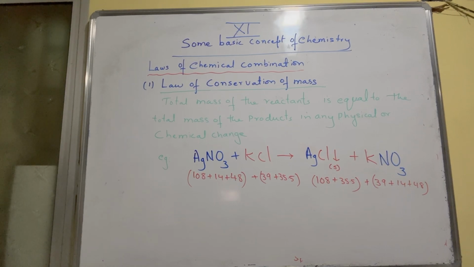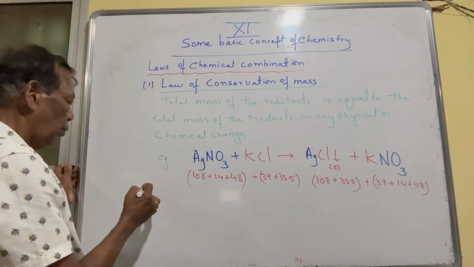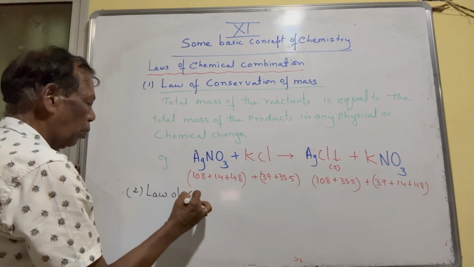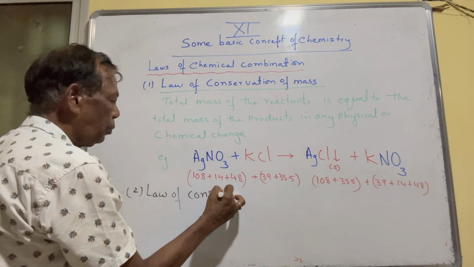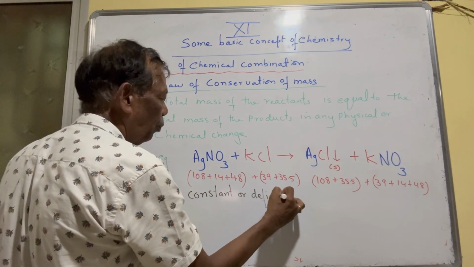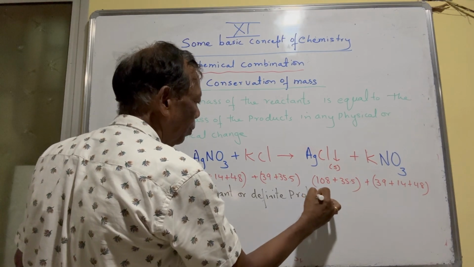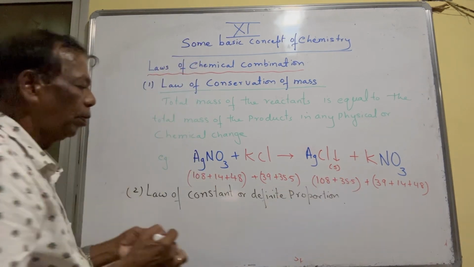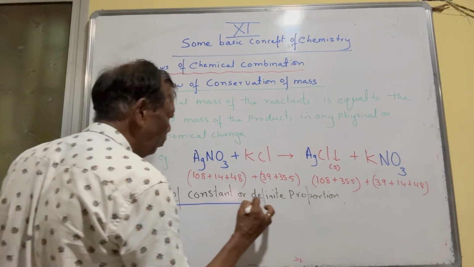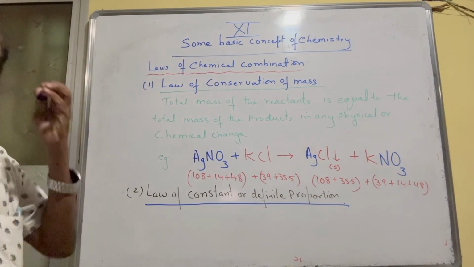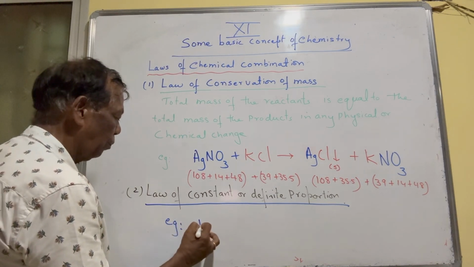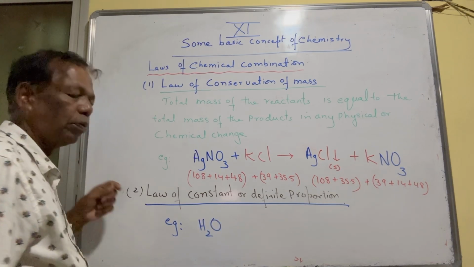The next law which you have to study in the 11th standard is called the law of constant proportion, or definite proportion. The second law which we are going to study is the law of constant, or say definite, proportion. Okay. Now see what that law is. Very simple. I'll give one example first, then I will explain the law. Suppose hydrogen combines with oxygen to form water.